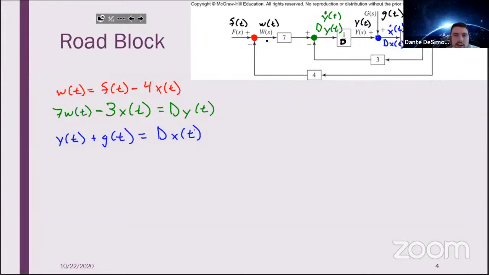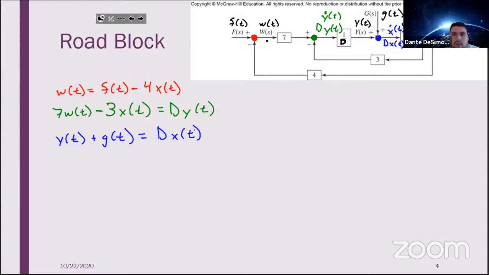I know T is relating to time, but why are we switching the S's to T's? Dante, we haven't done anything in Laplace space yet, and we're going to do this as a time domain transfer function. So S is the Laplace domain variable, and T is our time domain variable. So instead of using a Laplace transform, we are going to use a time domain transfer function that has the D operators.